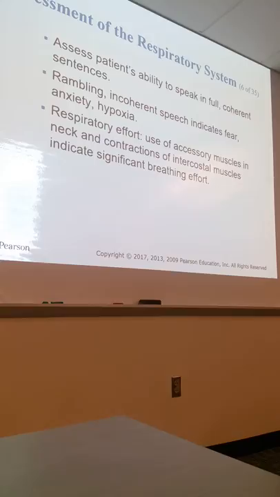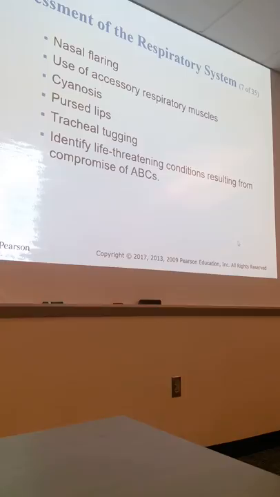Nasal flaring, see that in kids, use of accessory muscles, cyanosis, pursed lips. What is pursed lips? What does that do? Right, it's like CPAP. So you're trying to keep the alveoli from collapsing by moderating the negative pressure in the chest on exhalation. So that's what pursed lips are for. Tracheal tugging, I can't say that that's ever been particularly valuable to me.